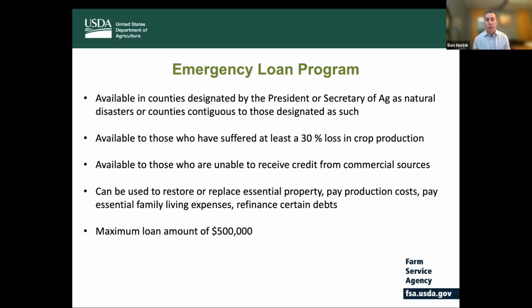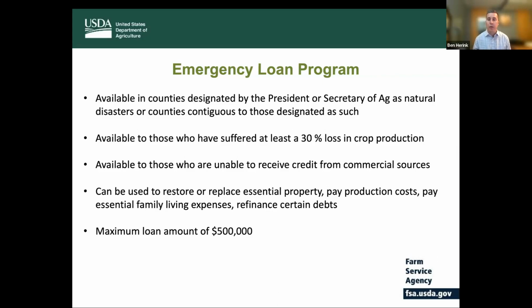It can be used to restore or replace essential property. It can be used to pay production costs throughout the year, potentially even pay essential family living expenses that you might have for your family. Could be used to refinance debts, certainly. So, a big one is obviously going to be the potential need to buy hay, maybe where you otherwise wouldn't have had to.